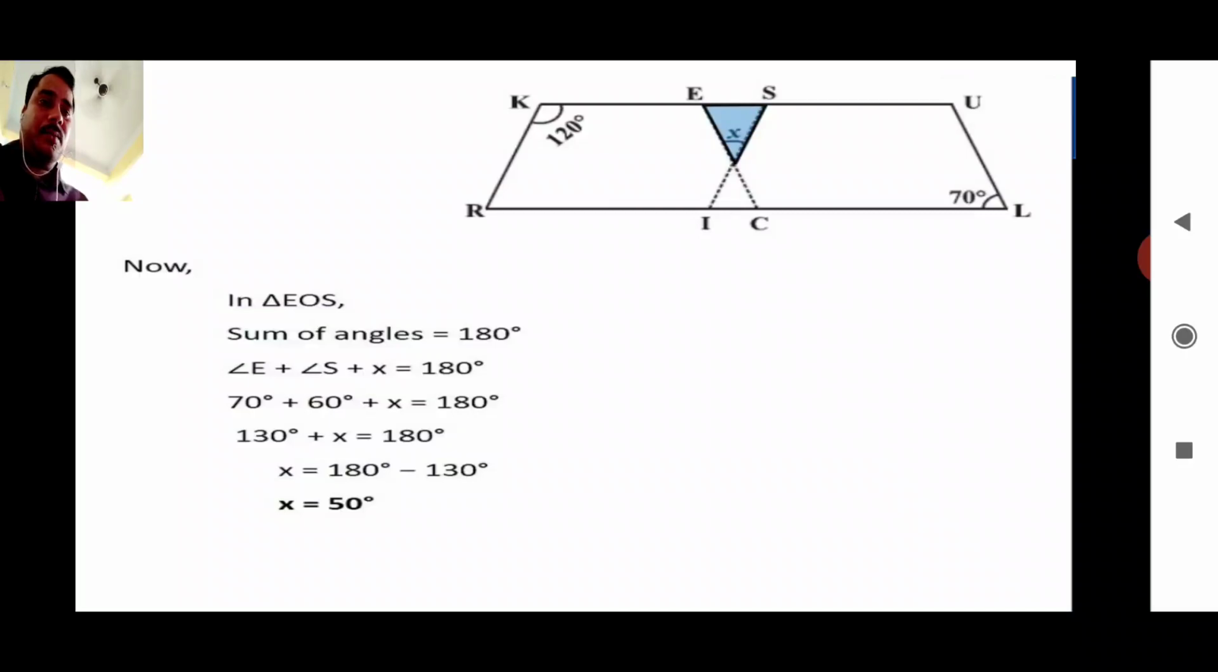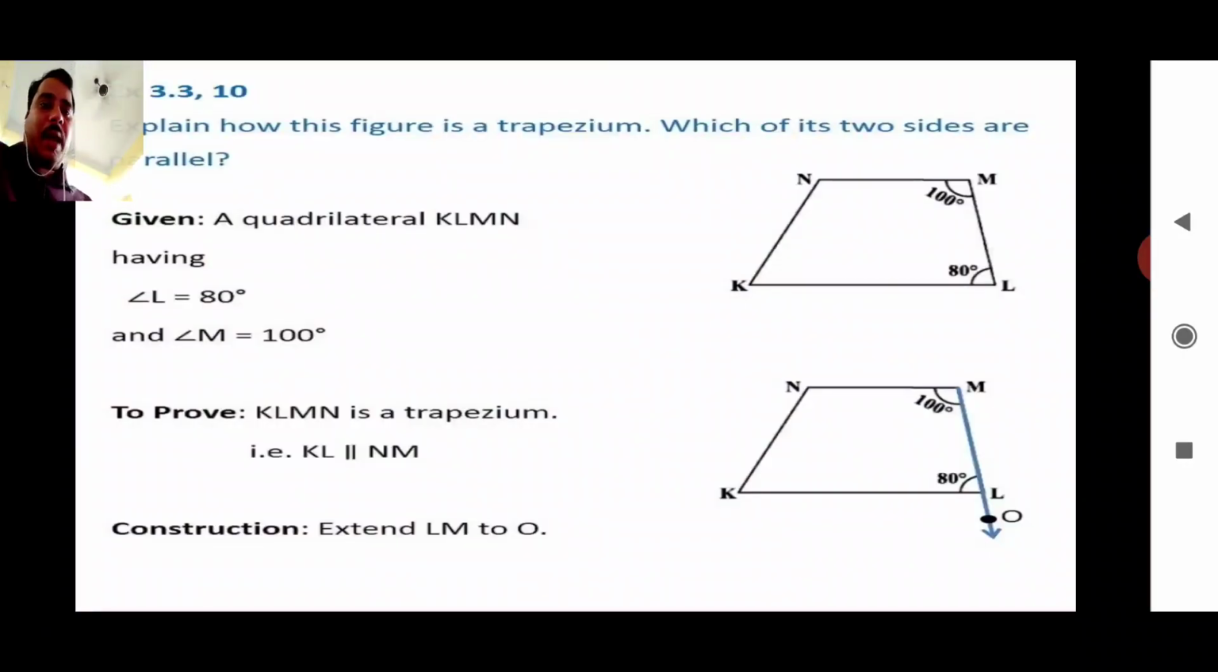Okay. Next one. Explain how this figure is a trapezium, which of its two sides are parallel. Here a quadrilateral KLMN is given.